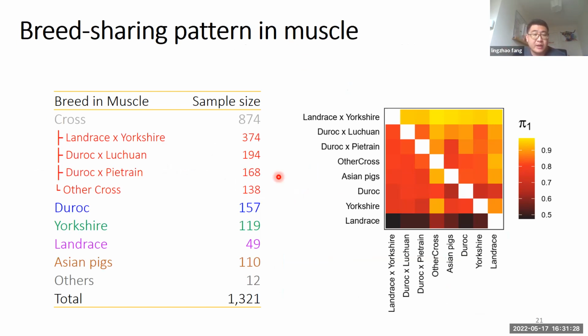Here I only show the results for muscle. So in total, we got over 1,300 muscle samples, and these come from 8 different ancestry groups. That includes 4 crossbred groups, like Landrace and Yorkshire, which have the largest sample size, and also 2 commercial breeds, and in addition we put all the Asian pigs together and called them the Asian breeds.